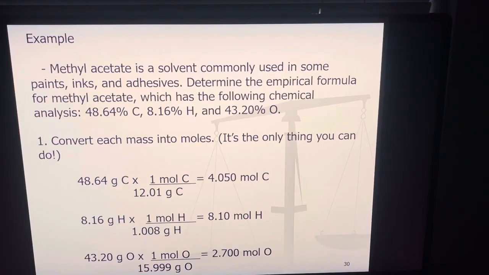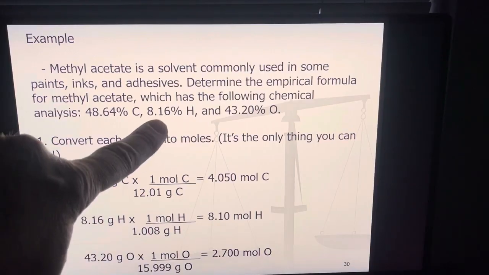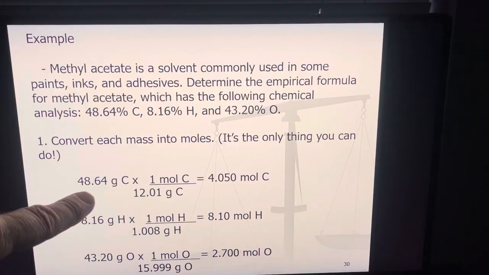You have to assume that out of a 100-gram sample, imagine that you have a 100-gram sample, each of those percentages would be number of grams, right? So for carbon, it's going to be 48.64 grams. For hydrogen, it's going to be 8.16 grams. And for oxygen, it's going to be 43.20 grams. And the only thing you can do with grams, and I taught you this last week, is convert it to moles. You can't convert it to anything else. It's the only thing you can do with grams.